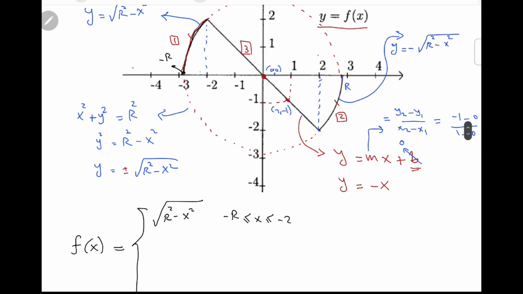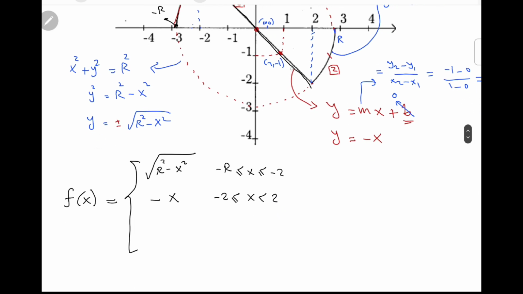And then it switches to the linear function, so it's minus x for minus 2 less than or equal to x less than 2, and then simply this component, which is minus root of r squared minus x squared for 2 less than or equal to x less than r, and finally 0 otherwise.